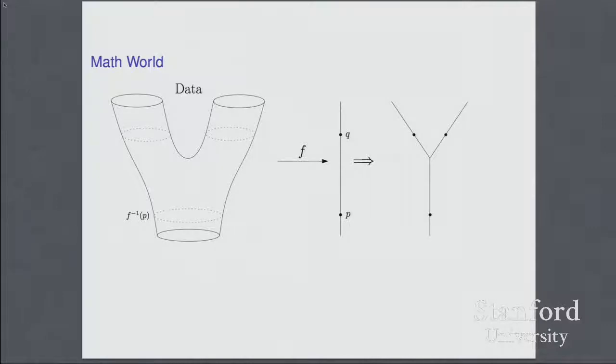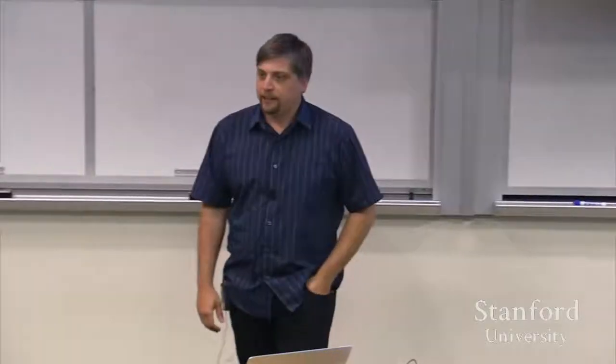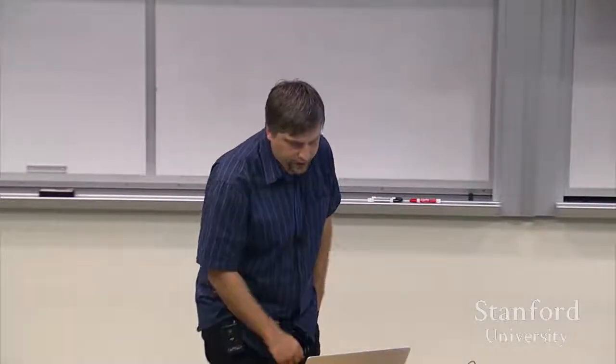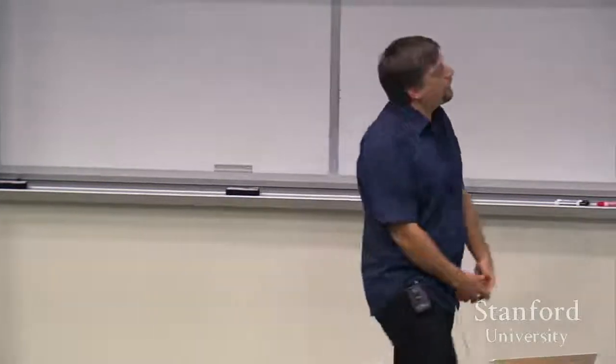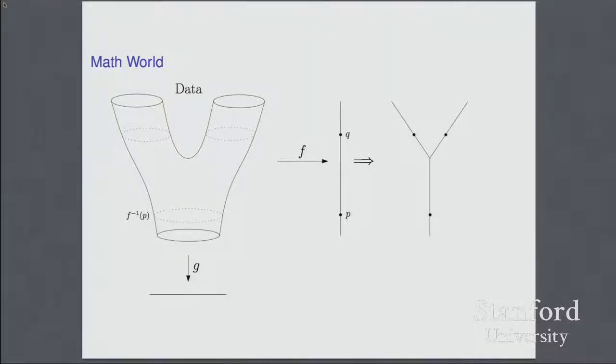What have I lost? Well, I've lost all the holes, the circles, with this function. So that's one choice of function. Now I'm going to look at another function to show you how other functions will extract other summaries from the data. This function is just the one that goes down, g.